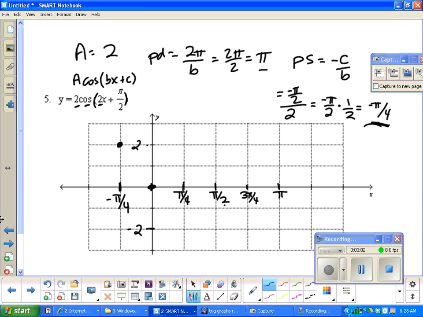And then positive pi over 4 is going to be down at negative 2. And then back up at the x-axis at pi over 2. And 3 pi over 4 is going to be back up at 2. And that's all that's necessary for a complete period. Of course, if you keep going, the pi would be back down at the x-axis, but that's not necessary there. Let's draw the curve here. That's one cycle.